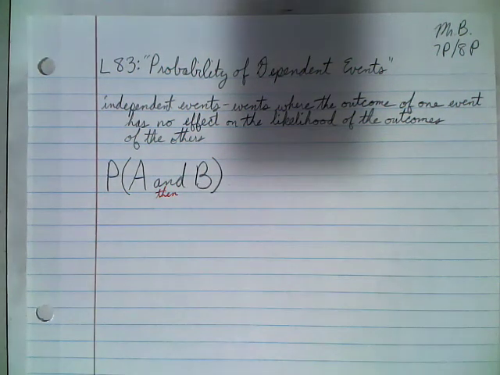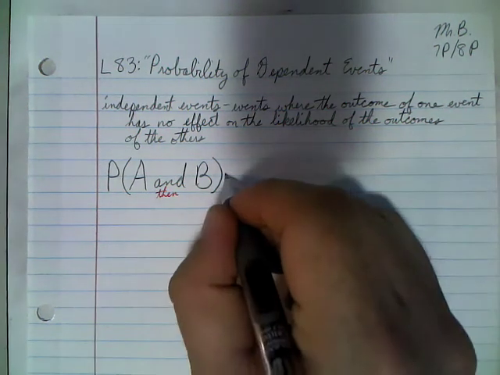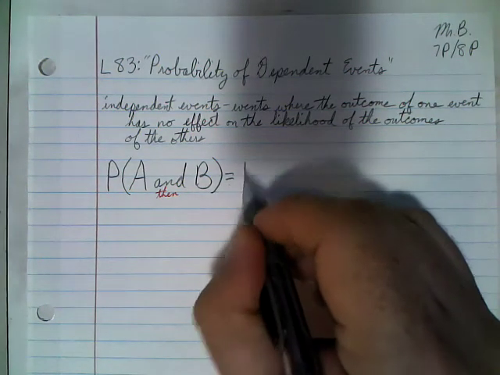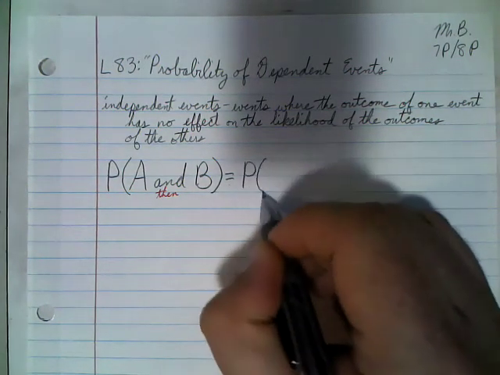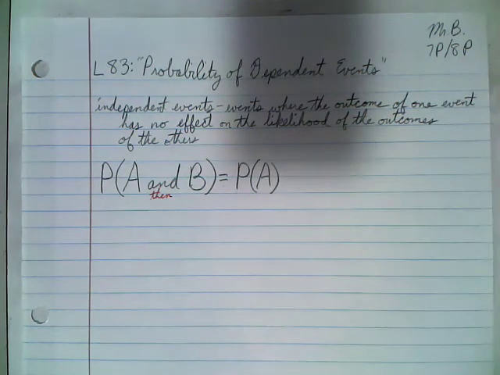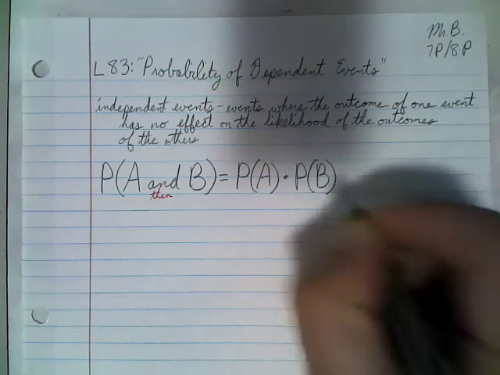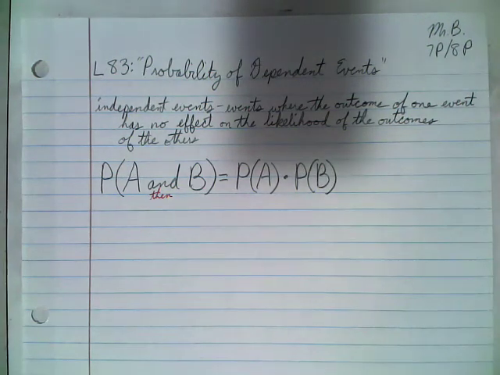Now, independent events are nice because their probabilities do not affect each other. Their outcomes do not affect the other events' probabilities. We can just split this apart. And so this really just becomes the probability of A times the probability of B. So independent events are real nice in this regard.